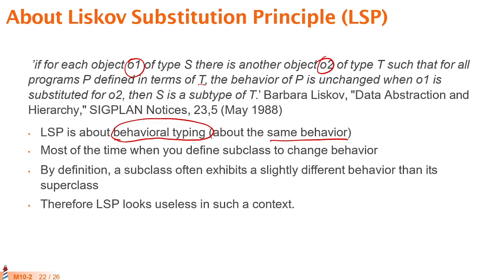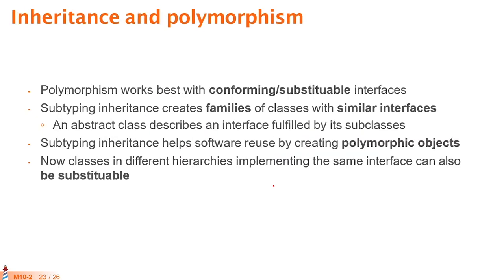Most of the time, we are not going to guarantee this because when we subclass, we are going to change the behavior. Because if not, we would use the original object. A subclass often changes slightly the behavior that we implement in the superclass. This Liskov substitution principle looks a little useless in this context, but what is important is that we maintain the idea of the API.